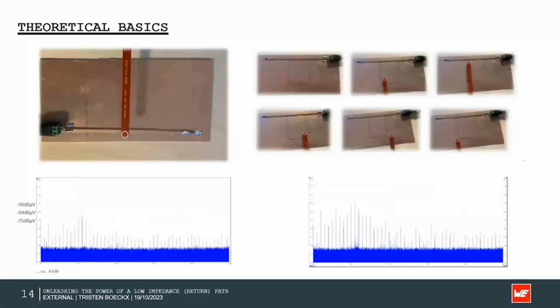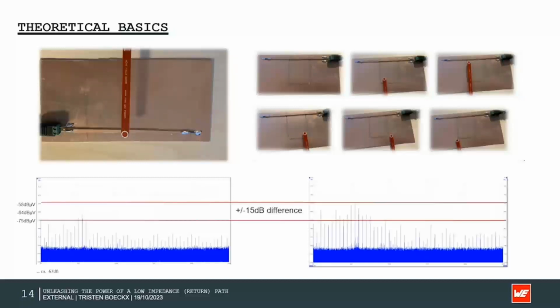If we then introduce a slotted ground plane, we will detect the return current on the edge of the slot. Not only this, but it's also not ideal, as can be reviewed below, because there is a 15 dB margin difference, so a higher measurement. This proves the theory mentioned before.